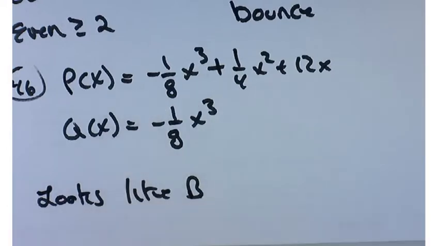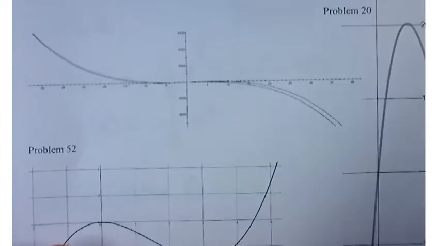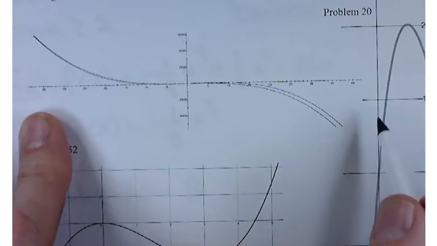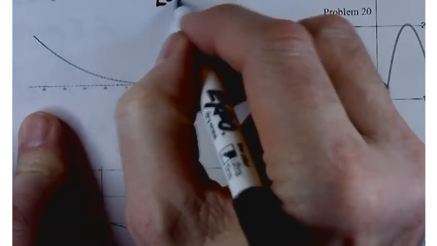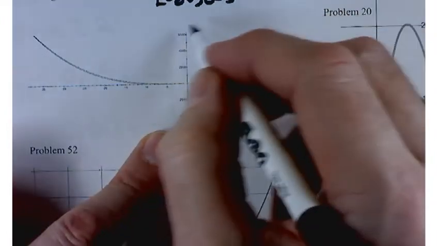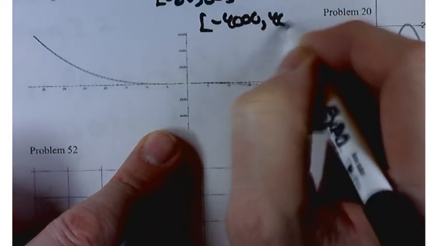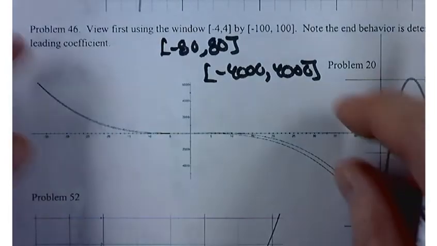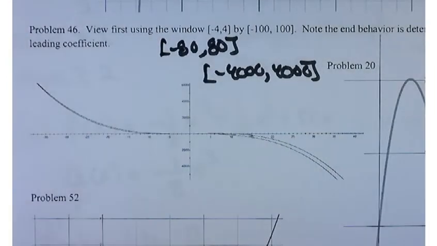So, before I move on from problem number 46 here, are we okay with that conclusion? Problem 46. I think if you wanted to view this on your graphing calculator, a good viewing window might be negative 80 to 80, and then negative 4,000 to 4,000 on the y-axis. I think that would probably be a good viewing window, and you would see pretty much this. But like I said, we're going to focus on a few problems from the book, starting with problem number 10.